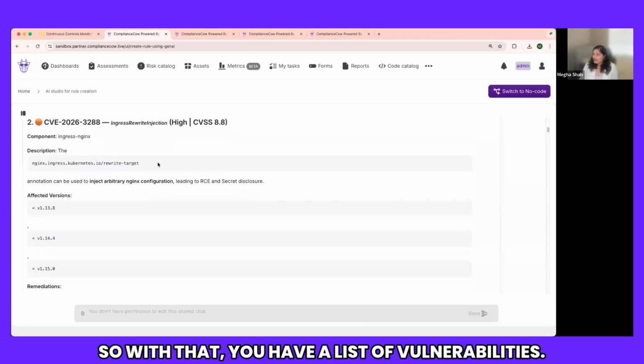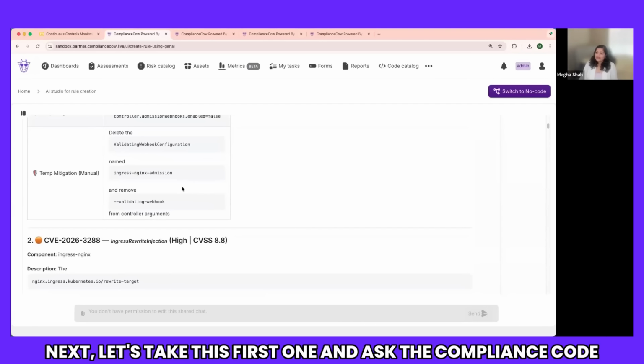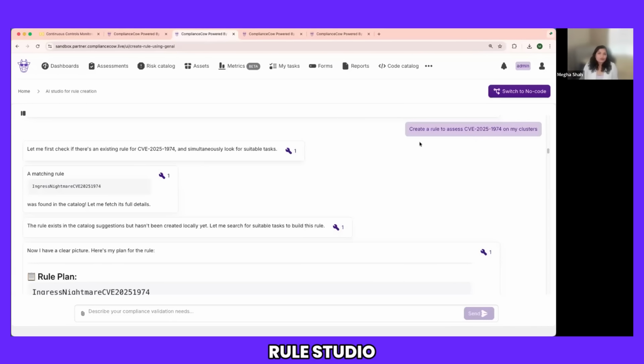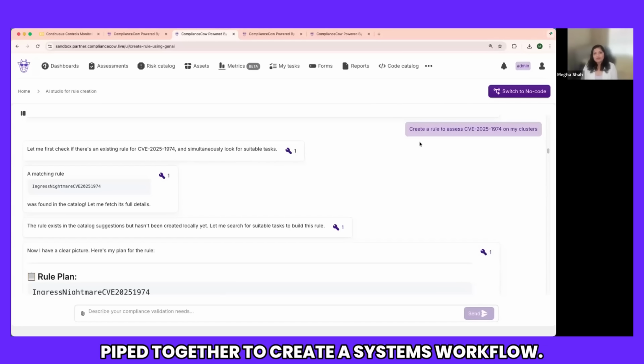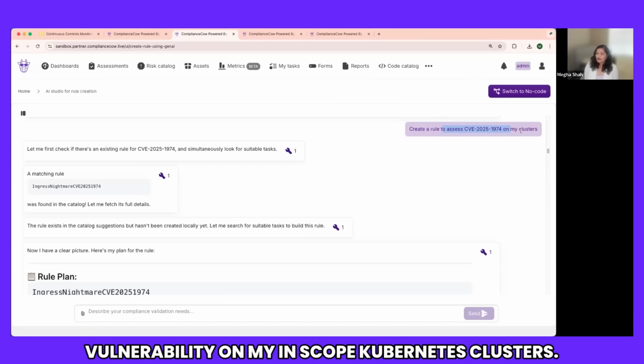So with that, you have a list of vulnerabilities. We zoomed into the first one. Next, let's take this first one and ask the ComplianceCow Rule Studio to create a rule. Now, a rule in ComplianceCow is a series of tasks that are piped together to create a system's workflow. So we ask it to create a rule which assesses this vulnerability on my in-scope Kubernetes clusters.